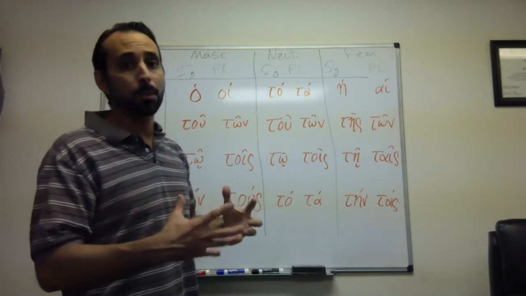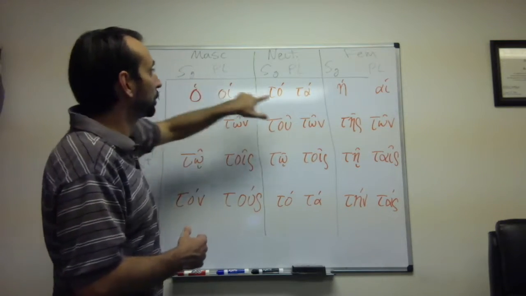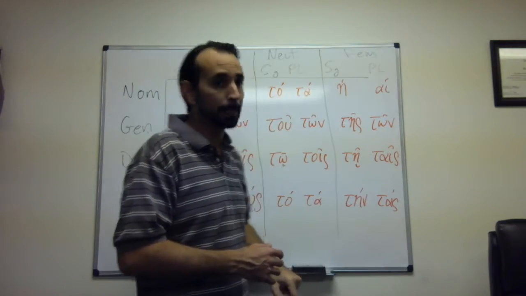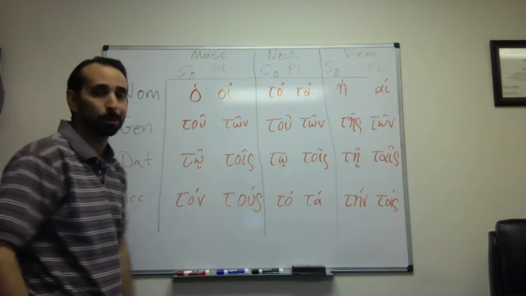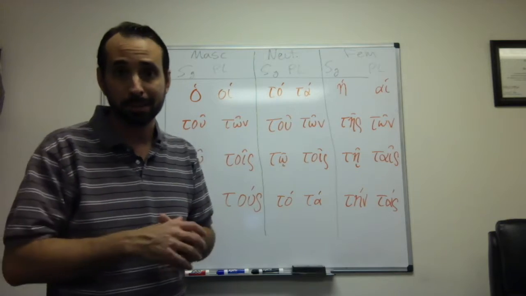And here's the other thing. With each paradigm, you have a singular and plural pattern, okay? So with the masculine article, I have a singular and a plural. Why? Because you're going to have singular and plural nouns, right?